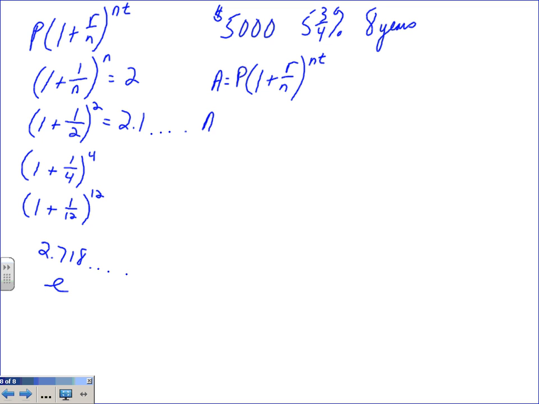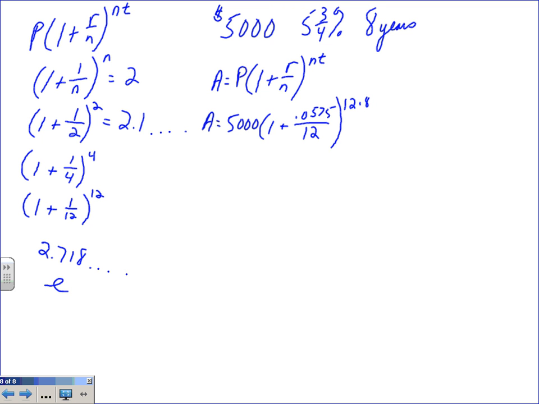Okay? And so we're going to take 5,000, 1 plus 0.0575. All right, that's our rate, that's our percentage, over, and we're going to compound monthly. So that N will become 12. And we're going to do this for 8 years, so 12 times 8. And we go to our calculator. Figure that out. You get 5,000 parentheses 1 plus 0.0575 divided by 12, and 12 times 8, so we're going to raise that to the 96th power.